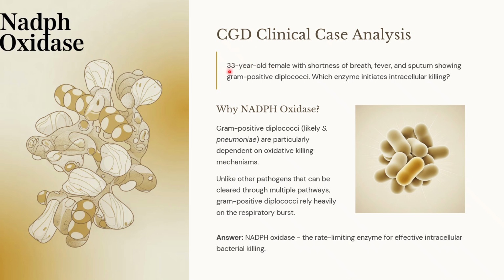You can have a question like: a 33-year-old female with shortness of breath, fever and sputum showing gram-positive diplococci. Which enzyme initiates intracellular killing? NADPH oxidase. Gram-positive diplococci is likely S. pneumoniae, which is particularly dependent on oxidative killing mechanisms.